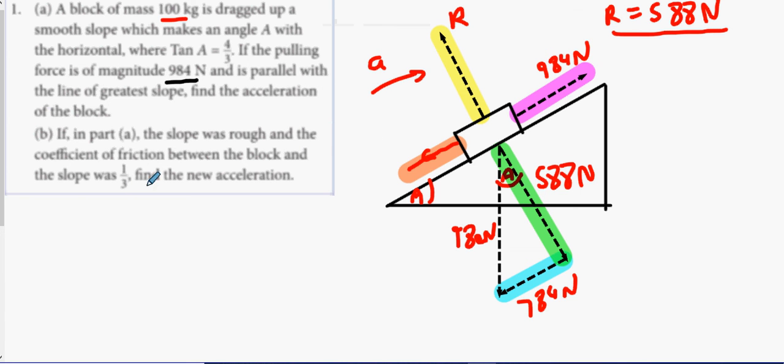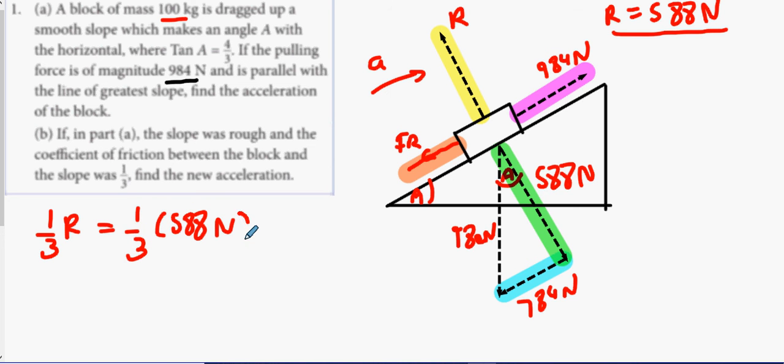Let's find out what our friction is. Well, our friction is 1/3 R. This is friction here. And we know that it's 1/3 of 588 newtons. 588 divided by 3 is 196 newtons, going downhill. Let's find out what our net force is.